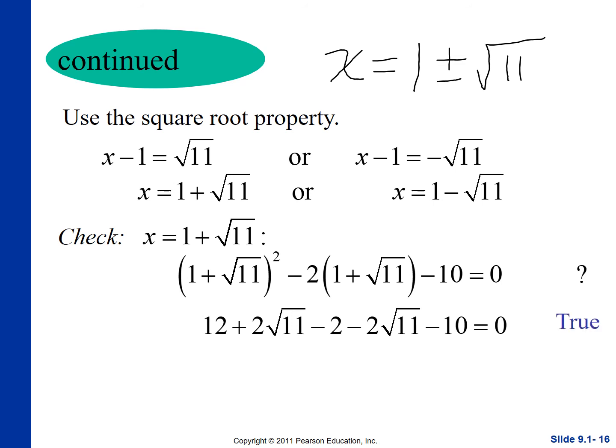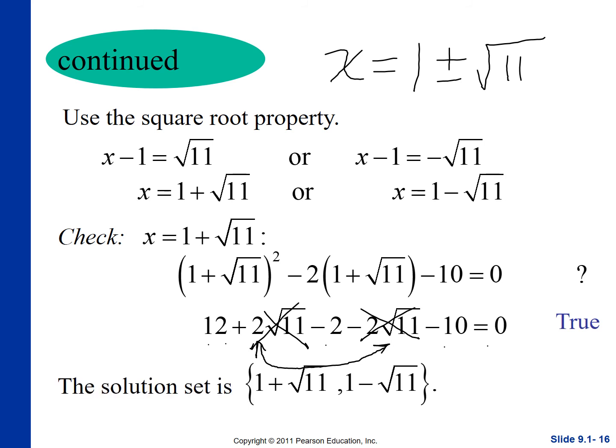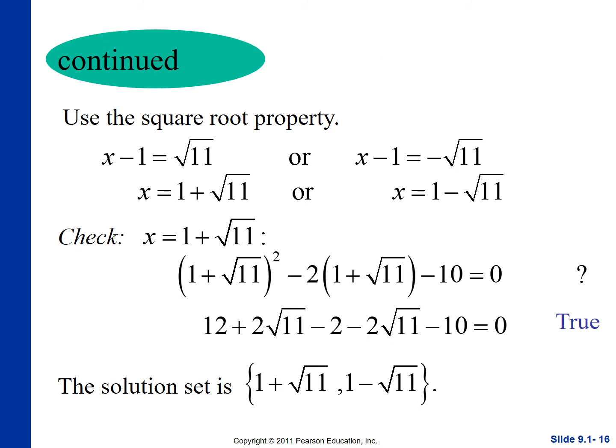And that's true, right? Because these are going to eliminate each other. So you end up with 12 minus 2 is 10, right? So these are out. So 12 minus 2 minus 10 is 0. So the solution set is 1 plus square root of 11, 1 minus square root of 11.